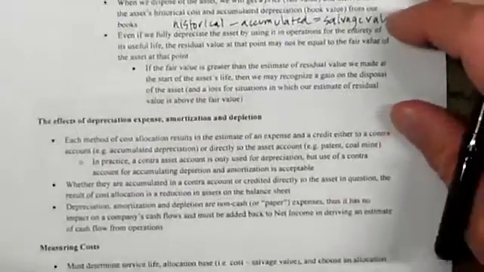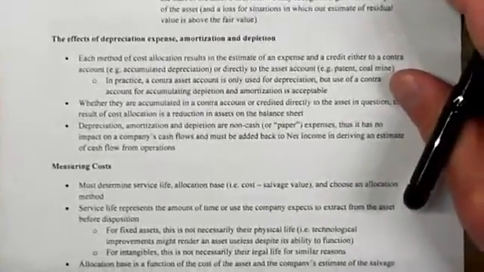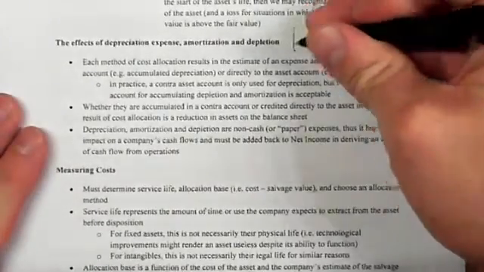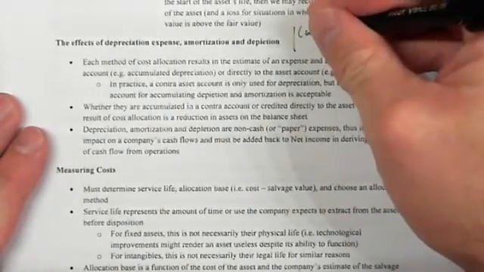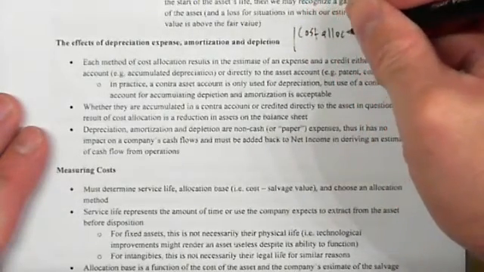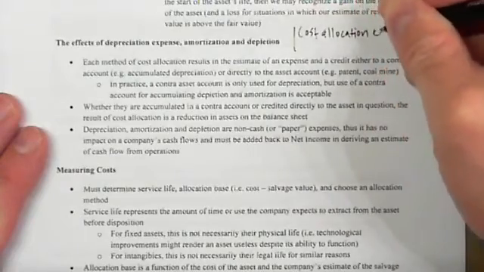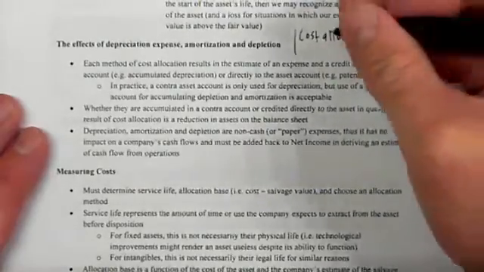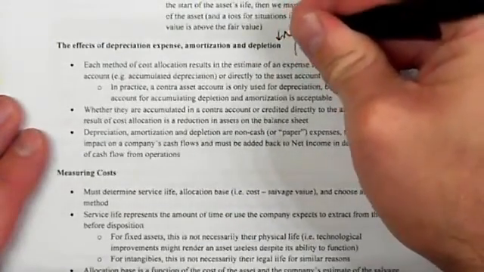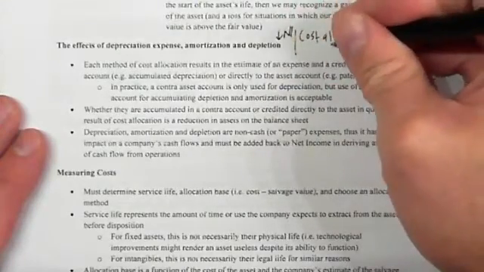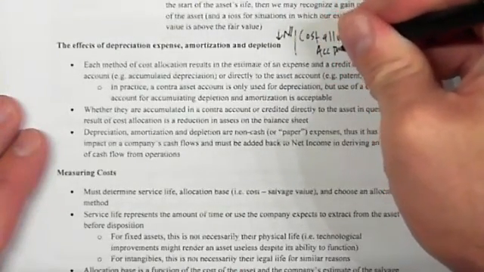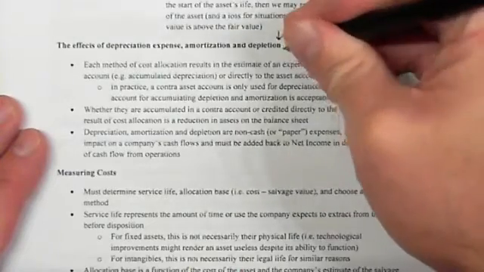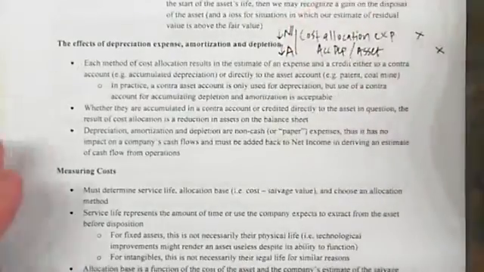The effects of depreciation and amortization and depletion. For all of these, what's going to happen then is when we recognize any of these expenses, I'll just call them cost allocation expense, but that means it could be depreciation, depletion, or amortization. We are going to be reducing net income. Now, we're either going to be crediting accumulated depreciation or we're going to be crediting the asset directly. Either way, we're reducing assets.